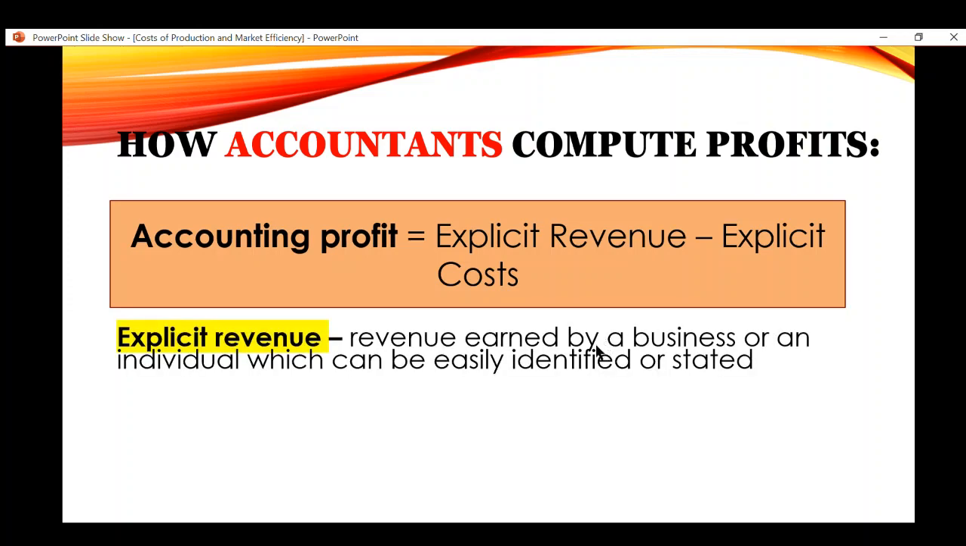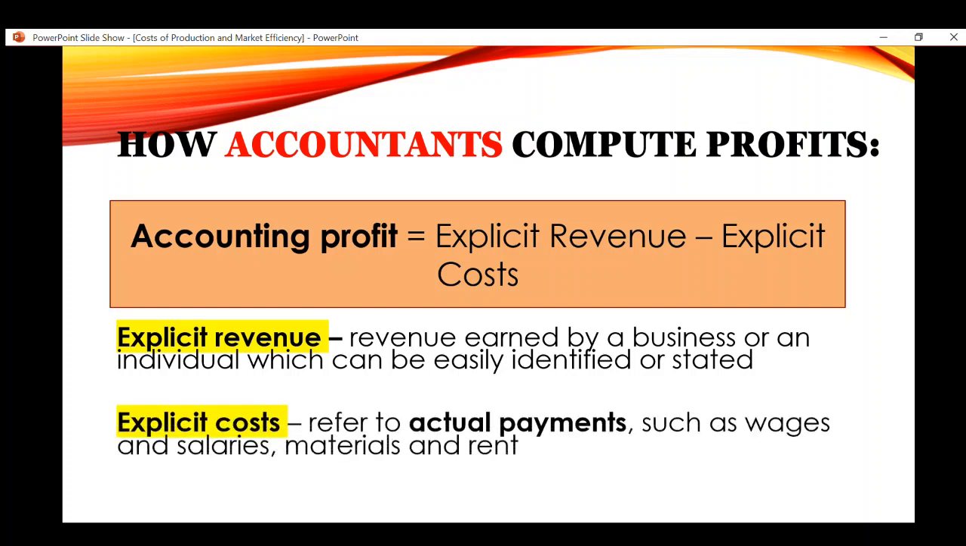Explicit revenue is the revenue earned by a business or an individual which can be easily identified or stated. So, pag moingon tag explicit, klaro, gi-emphasize gyud na siya, gi-state gyud na siya. Meaning this should be what we really earned in reality. Unsa man gyud actual gyud nato nga nadawat nga halin or ang actual nato nga nahalin. Okay? When we say explicit costs, it involves the actual payments. So, katong actual na po nato nga nagasto. For example, we have the wages and salaries, materials, and rent. So, mao ni siya tong mga tinuod gyud nga ato ang nagasto in order to generate our sales.